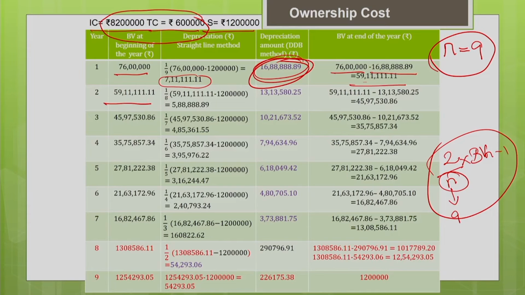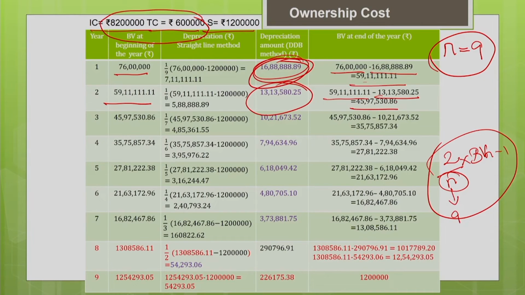Now, the number of years left in the recovery period from the beginning of the second year to the end of the useful life is 8. Now, this is your book value at the beginning of this year minus your salvage value. This gives you the depreciation. Now, the DDB method you can calculate. The book value at the end of the year is nothing but the book value at the beginning of the year minus whichever depreciation is higher. Obviously, the depreciation of DDB is higher, so I have taken that. So, this is your book value at the end of year.